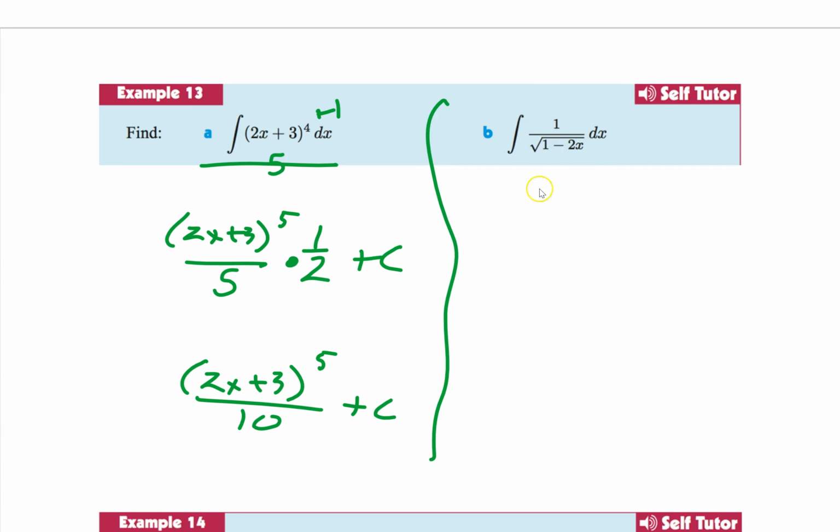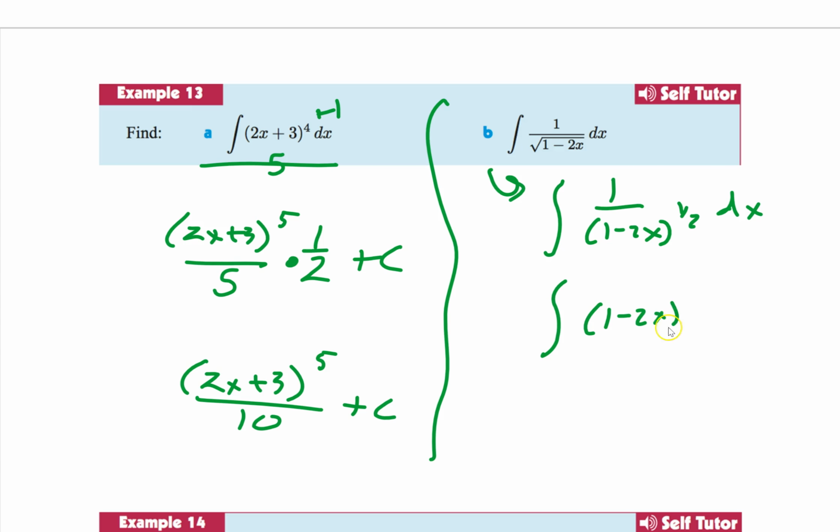Look at this one. That one's ugly, right? You can't leave it like that. We got to rewrite it. Integral of 1 over (1 minus 2x) to the 1/2 power. Still got to rewrite that: 1 minus 2x to the negative 1/2 power. Now we're ready to go. Now we can do some integration.